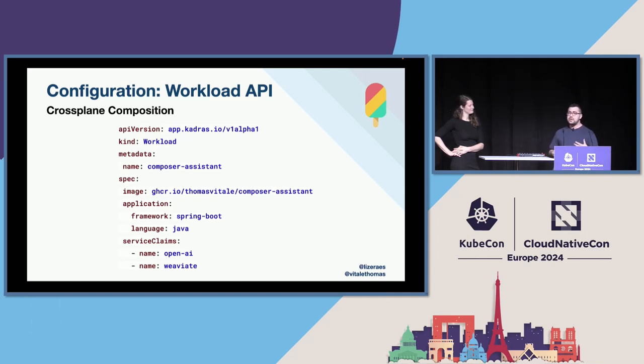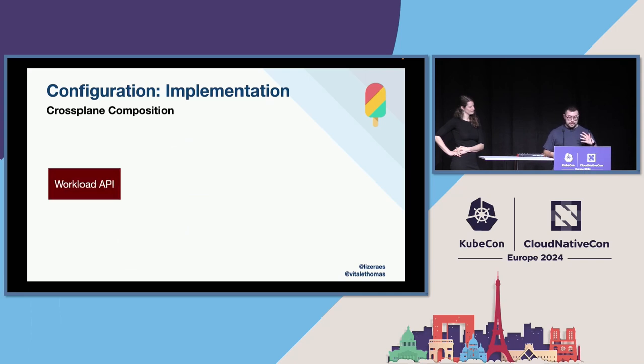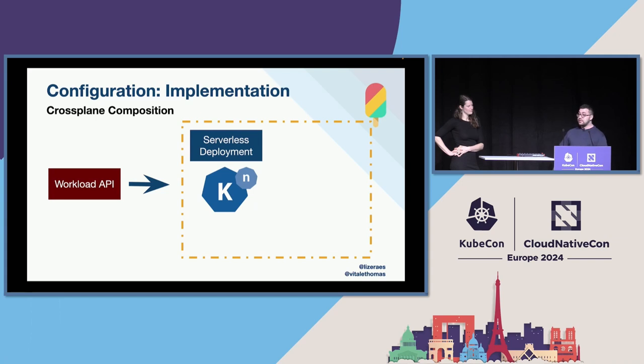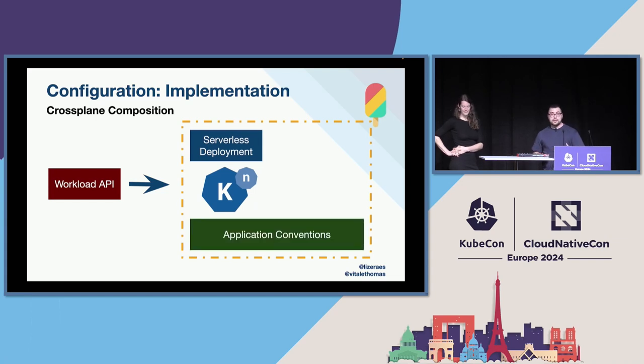And then internally, we can implement it using all our favorite tools. In this case, I decided to go with a Crossplane composition to implement the API and use Knative to achieve serverless deployments, defining some application conventions. I'd like the platform to be application aware instead of having applications that are platform aware. So there are some conventions across different languages on how to run applications in production.